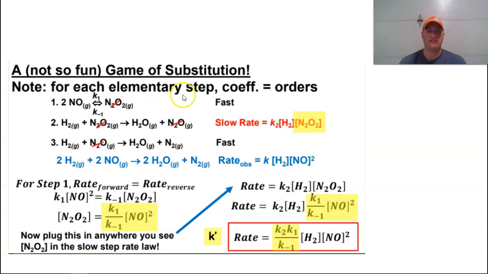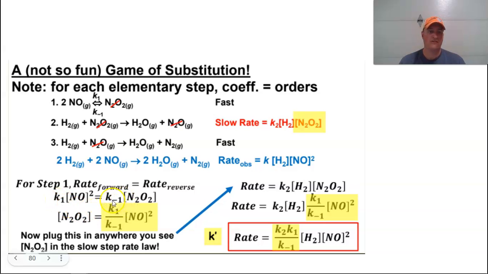Now, keep in mind for each elementary step, the coefficient equals the orders. So let's look at the first one, right? So we have the fast rate here. So that would be NO squared, okay? NO squared is going to be equal to the other K to the first. When we have this double arrow, also sometimes written as two arrows like this, that means they're equal, but opposite. And the opposite component is going to be this K negative 1 and K1.